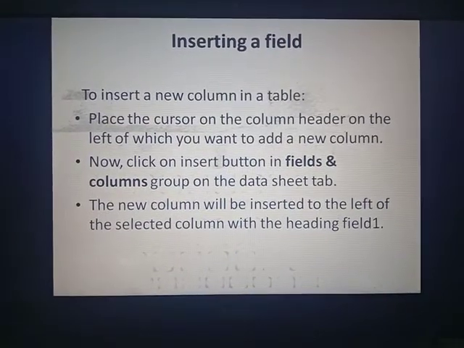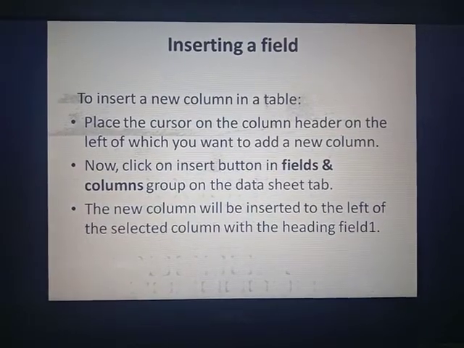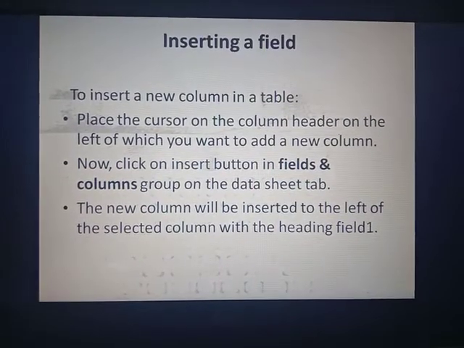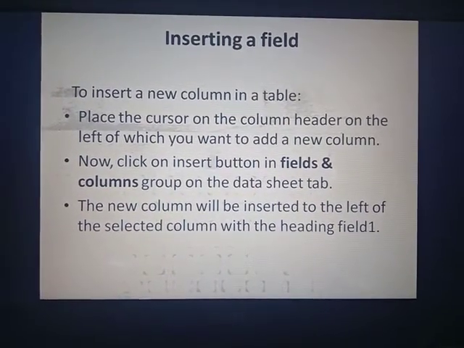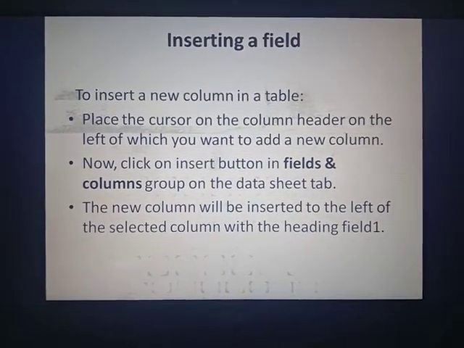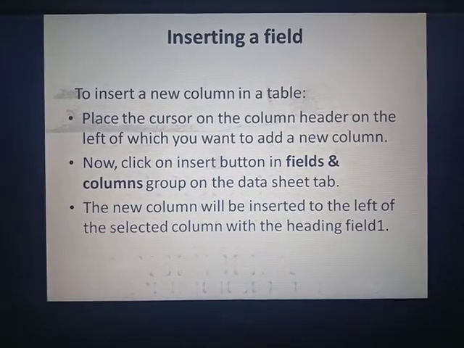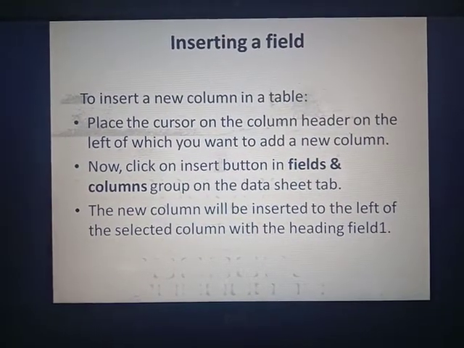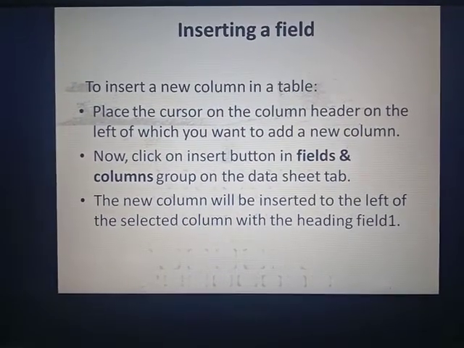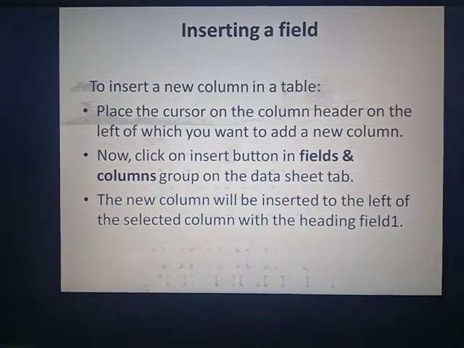We have to go to the datasheet tab, and in that particular field and column group we will find a new field option. In that new field option we will click new field. A new field will appear in our table. The new column will be inserted to the left of the selected column with the heading Field1. Whenever we make a new column, that column is always inserted to the left of the column which we have selected. It will not come on the right hand side, it will appear on the left hand side whenever we insert a new column from the field and column group.